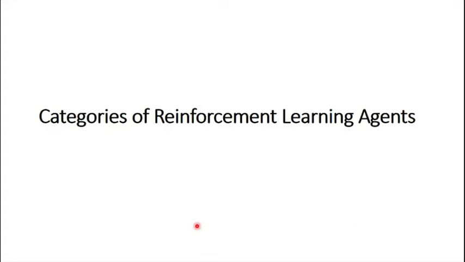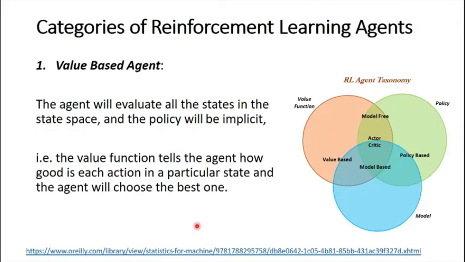The next important thing that we have to see is what are the categories of reinforcement learning agents. There are five broad categories of reinforcement learning agents. The first one is the value based agent. What a value based agent does is it will tell the agent exactly how good each action is in a particular state, and the agent will have to pick the best one among them. We will see one example.